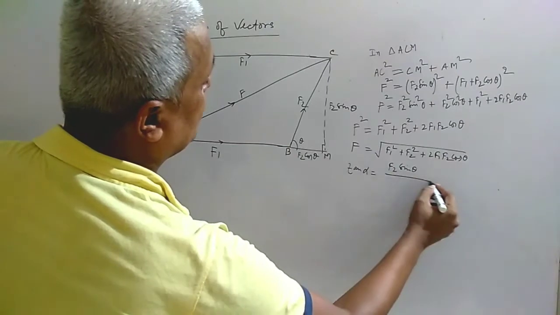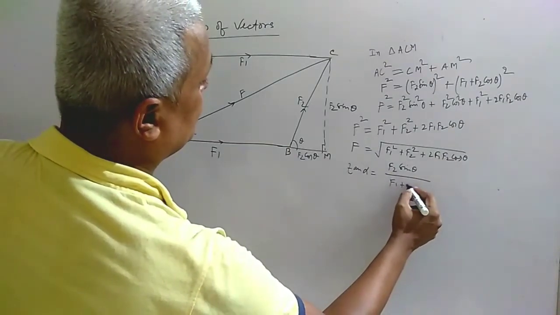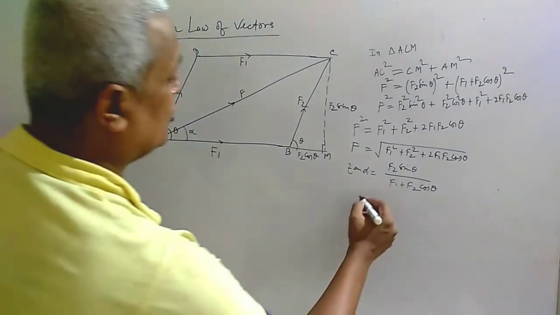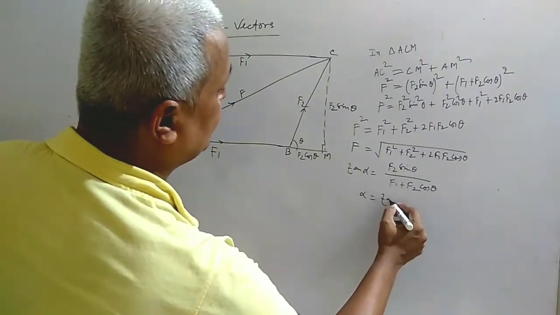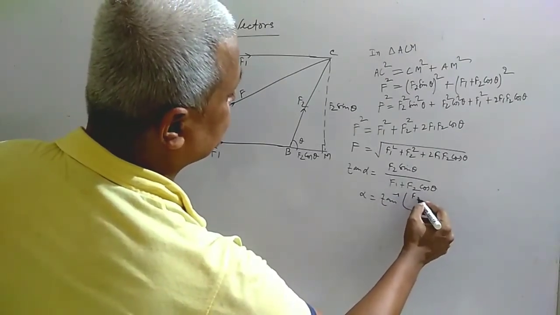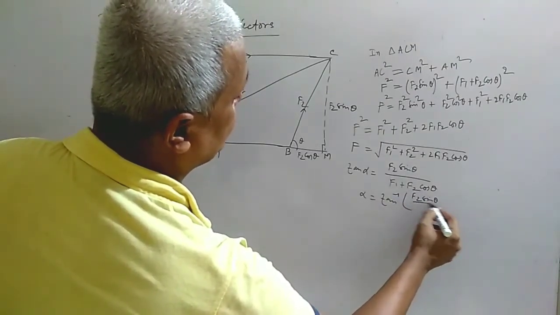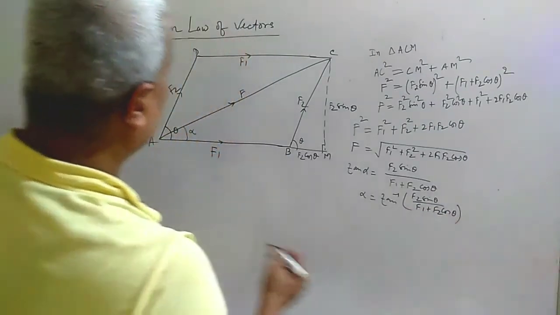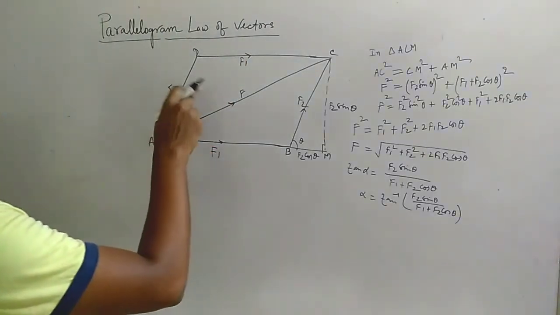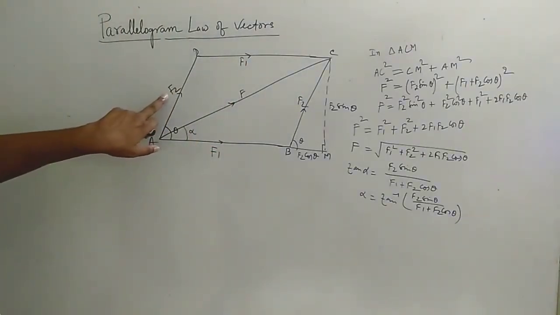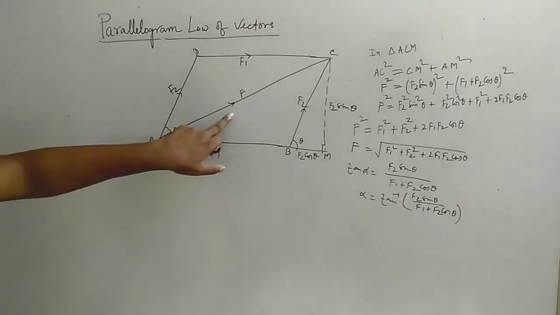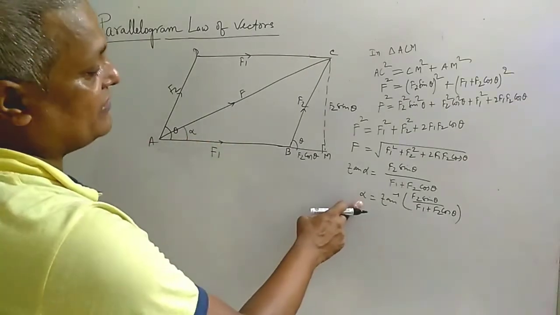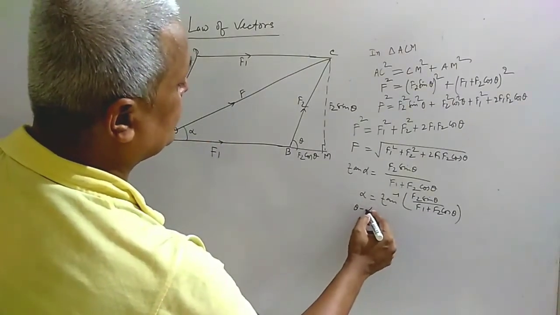F2 sine theta upon F1 plus F2 cos theta. So alpha is the angle, and that you can find as tan inverse of F2 sine theta over F1 plus F2 cos theta. And if you are interested in finding out the angle between the F2 vector and this resultant, then this is this angle, and that is definitely theta minus alpha, since theta is already known and alpha you have found out.